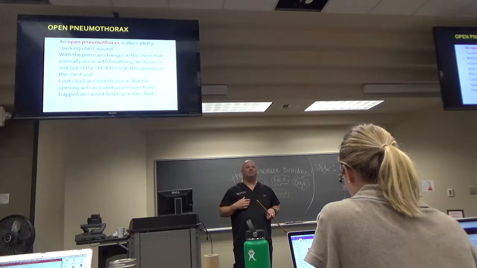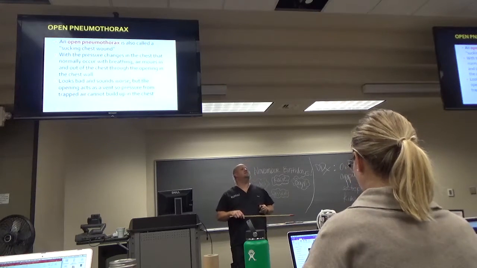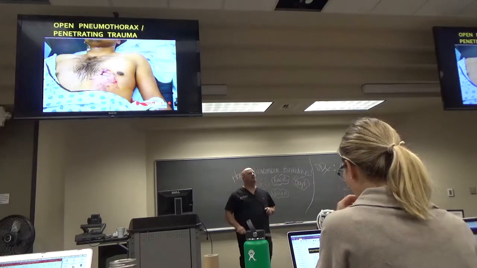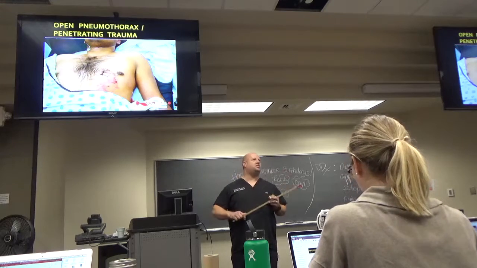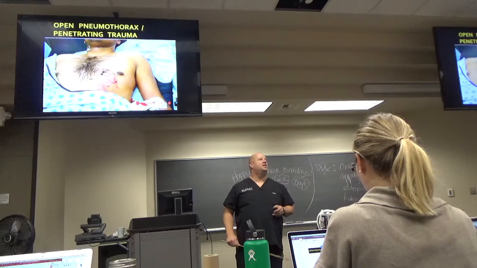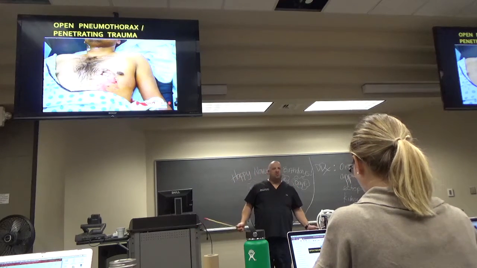And you're like, why are they blowing bubbles out of their chest? Kind of crazy. Okay? Here's a guy who has a gunshot wound to the chest. That little chest marker we talked about the other day, it's kind of right there. That just marks where the hole was in the chest. So somebody comes in with an open chest wound.